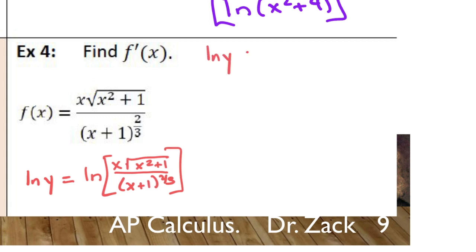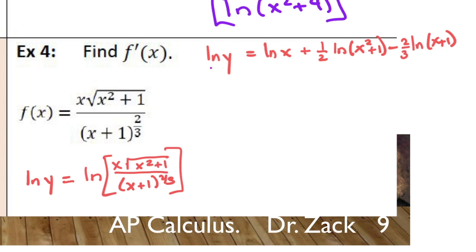So the natural log of y is going to be equal to natural log of x plus 1/2 the natural log of the quantity x squared plus 1, minus, you're going to have 2/3 times the natural log of the quantity x plus 1. Now, from here, the derivative is a whole lot easier than what we were doing before.